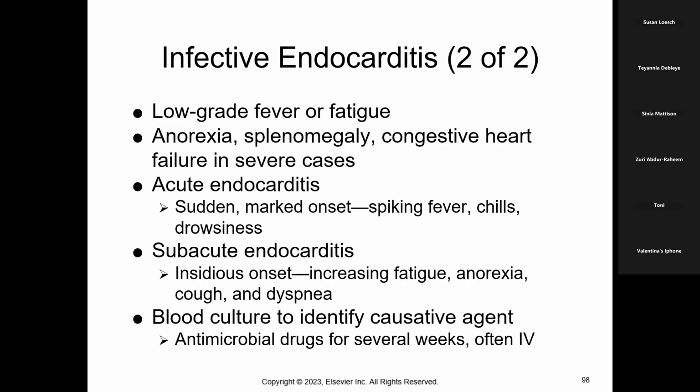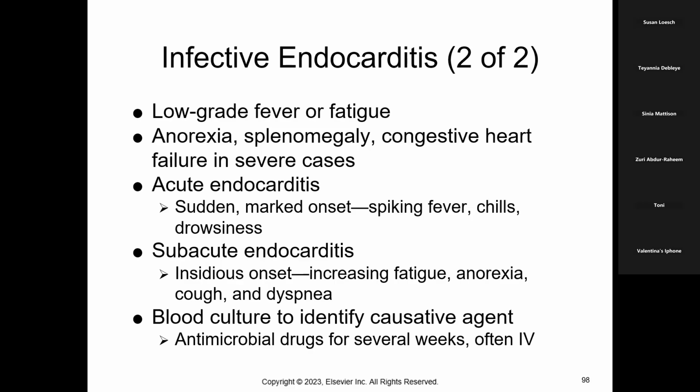Septic emboli from the vegetations that cause occlusions in the vessels and abscesses in other parts of the body, and bacteria releasing into the blood. They can also develop congestive heart failure. With acute endocarditis, it comes on quickly with the spiking fever. Drowsiness, the heart valves are usually damaged pretty bad, so the heart's not functioning that well. This can cause, again, emboli to develop in other areas and cause infarctions or abscesses. We usually have to do a blood culture here.